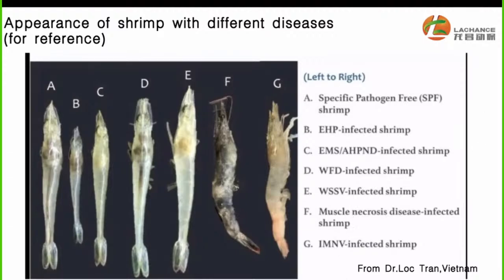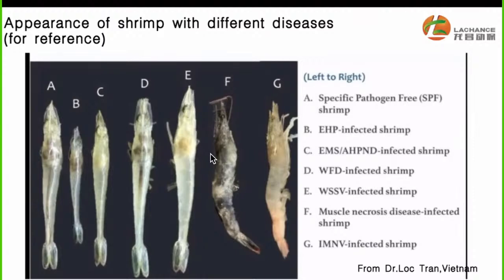Shrimp E is the shrimp infected by the WSSV virus. WSSV is the white spot disease. I just mentioned shrimp E seems very much the same as shrimp C, right? But what's the difference? You can say shrimp E is bigger than shrimp C.